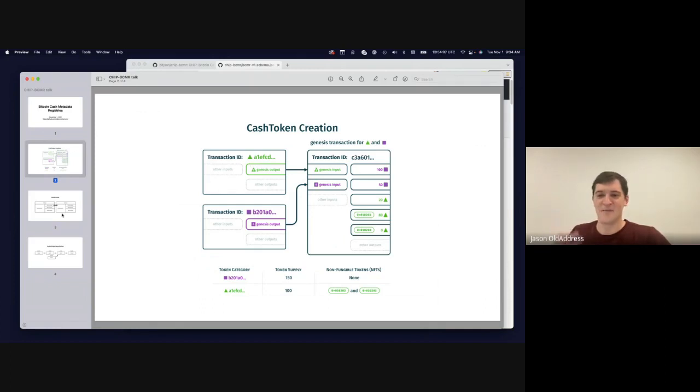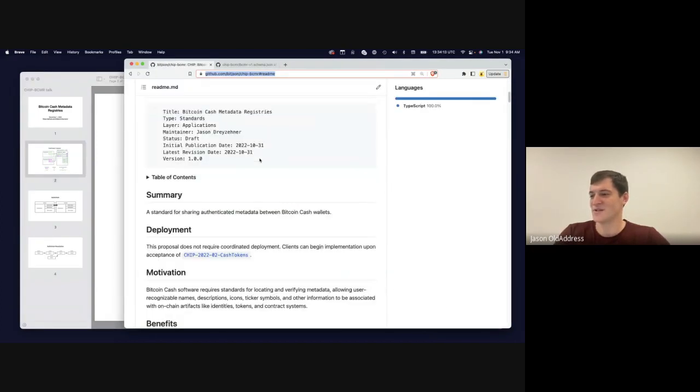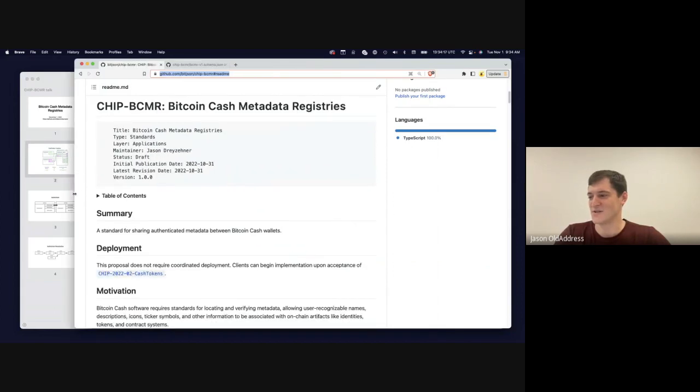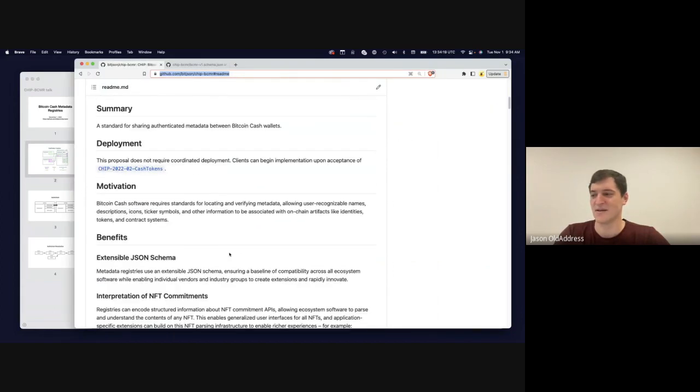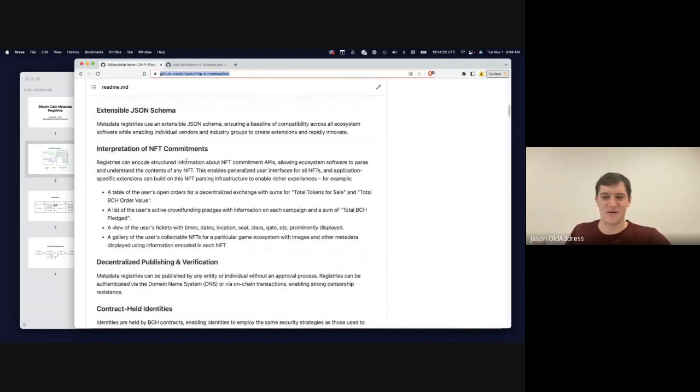And then from there, we can switch over to the Bitcoin Cash Metadata Registries CHIP. I'm going to give you kind of an overview straight from the document. Some of the stuff we can talk about is the benefits here. Yeah, we'll do a high-level overview.